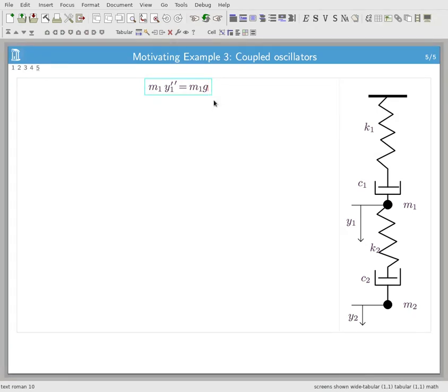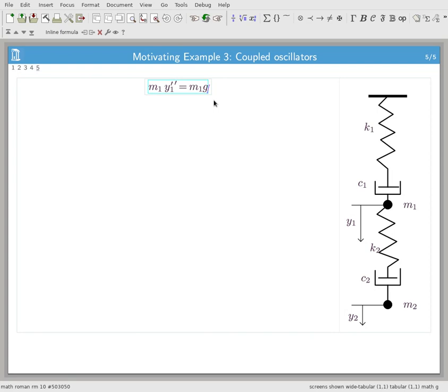There's going to be a force exerted by spring 1 upon mass 1. Now when y1 is positive, so it's moved away from its equilibrium position, that means a lengthening of the spring. The spring is going to exert a force in the opposite direction, so we have minus k1 times y1. That's the elastic restoring force. We're also going to have now a friction force. This friction force is going to be proportional to the velocity, so it's minus c1 times y1 prime.